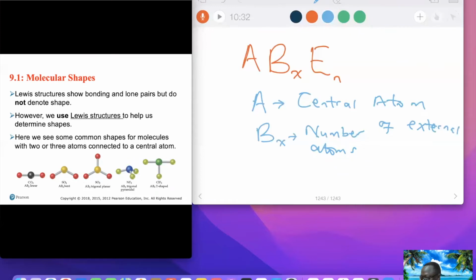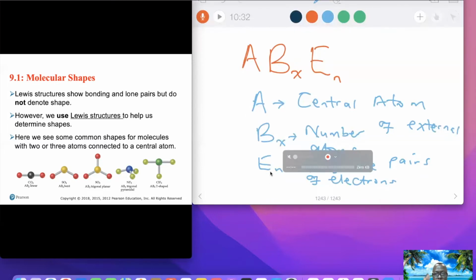And then En stands for the number of lone pairs of electrons. If we add lone pairs of electrons on the central atom, we will indicate how many. If there are two dots on the central atom, that counts as a single lone pair.